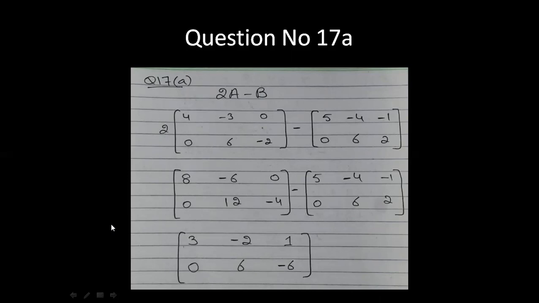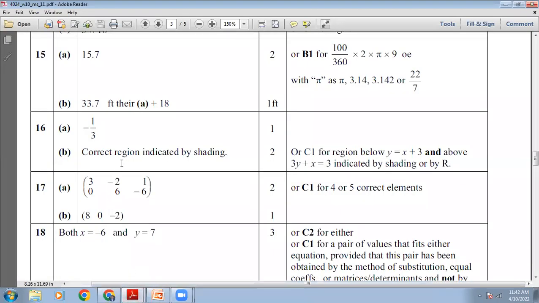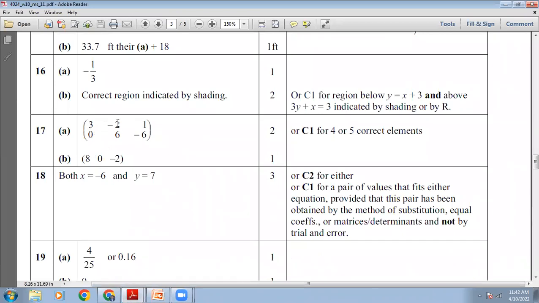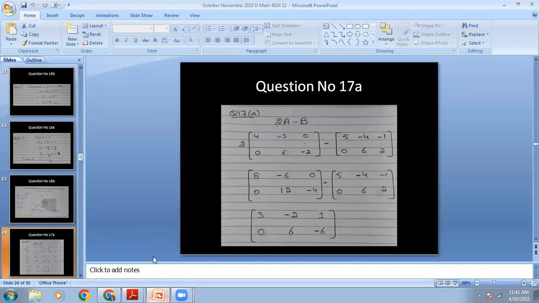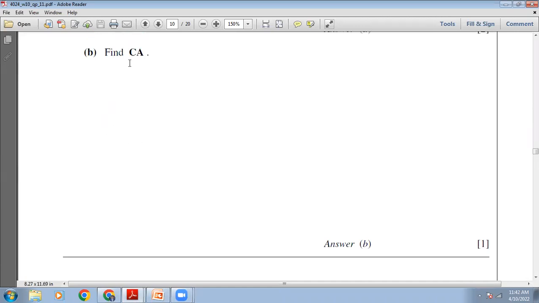So our answer, remember this answer, so we will confirm it from the marking scheme. 3, 0, minus 2, 6, and 1 and minus 6. Yeah, our answer is right. Okay. The next part, 1 mark question, CA.